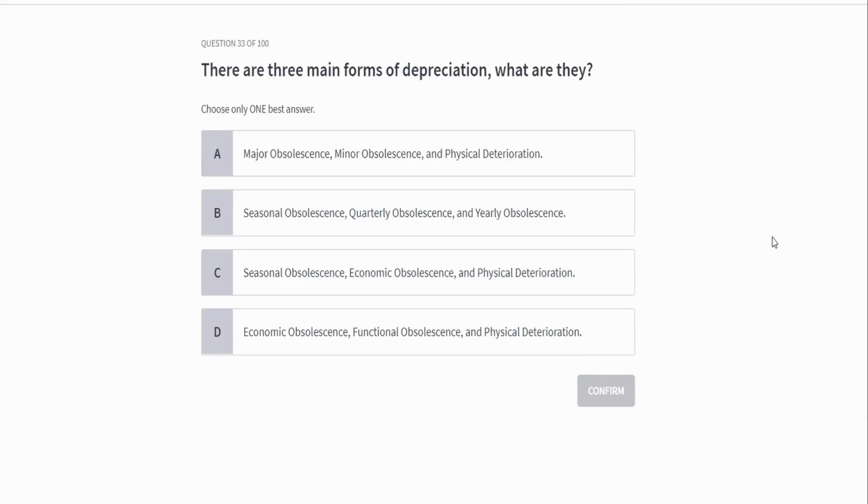There are three main forms of depreciation. What are they? Choose the best answer here. So, all right, there's four options. A, major obsolescence, minor obsolescence, and physical deterioration. B, seasonal obsolescence, quarterly obsolescence, and yearly obsolescence. C, seasonal obsolescence, economic obsolescence, and physical deterioration. Or D, economic obsolescence, functional obsolescence, and physical deterioration. So out of all these answers, what are the three main forms of depreciation? So give some time to think that one over and come up with your answer.